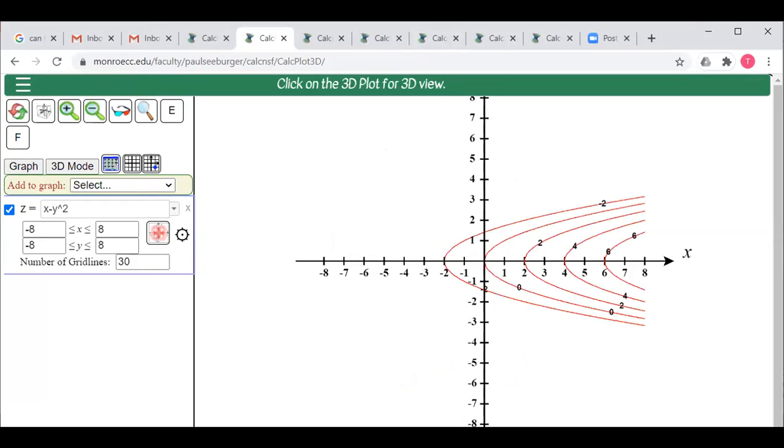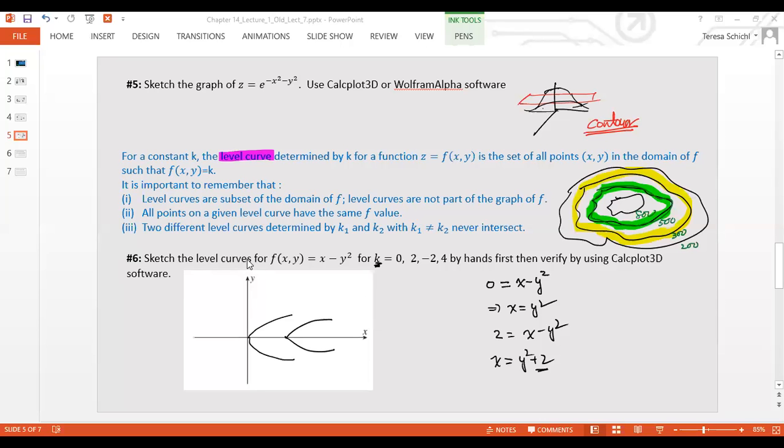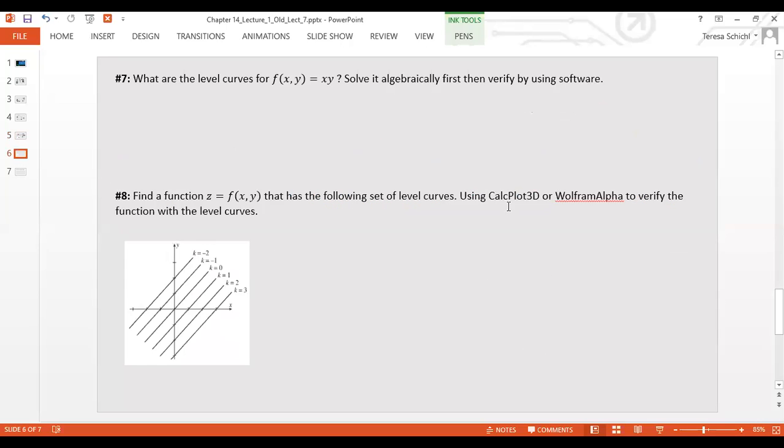Okay, so now let's go back to our worksheets. That's how you plot the level curve. Of course, you can plot it by hand, plugging in the numbers, or you can use the software to help you. Now they ask, what is the level curve for f of xy equal to xy? And they said solve it first algebraically, and then verify it using the software.